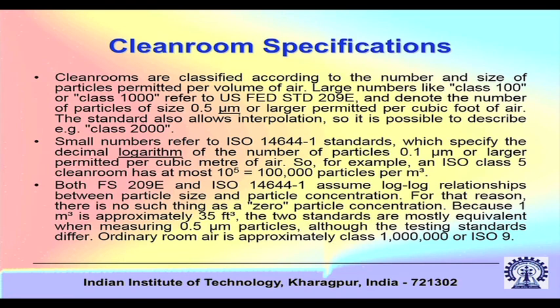So clean rooms are classified according to the number and size of particles permitted per volume of air. Large numbers like class 100 or class 1000 denote the number of particles of size 0.5 micron or larger permitted per cubic foot of air. So if you are told that it is a class 100 clean room, that will mean that you will have a maximum of 100 particles of size 0.5 micron or larger permitted per cubic foot of air in that room.